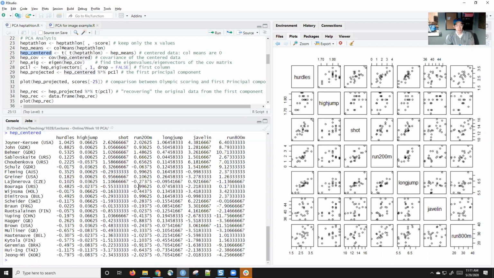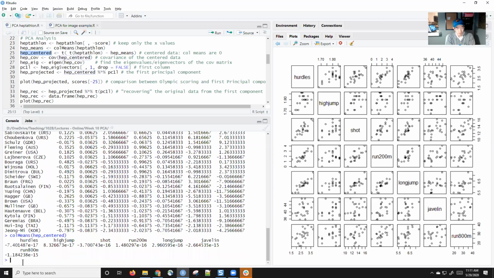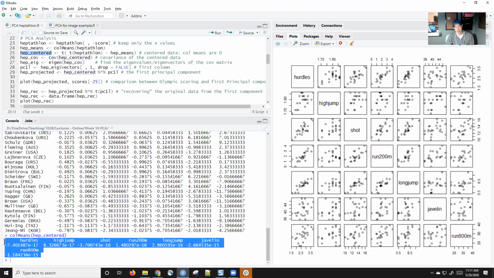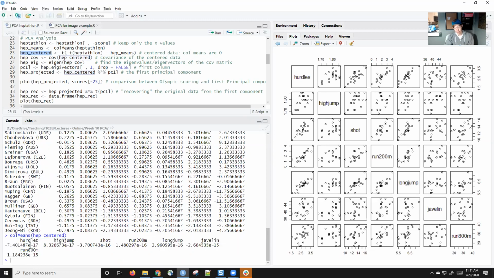Everything now has a mean of 0, and if I ask for the column means of my centered data, we can see that the column means are pretty much 0 for all of these values. You get 10 to the negative 17, 10 to the negative 16, which are just artifacts of the floating point system. We're not getting truly 0, but things on the order of 10 to the negative 17. So that's our centered data.